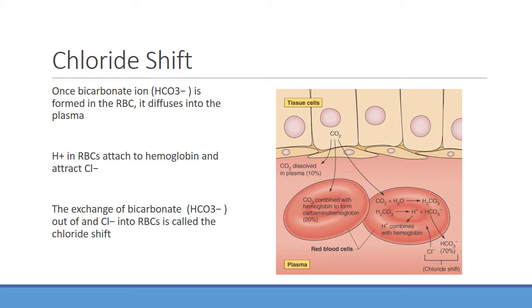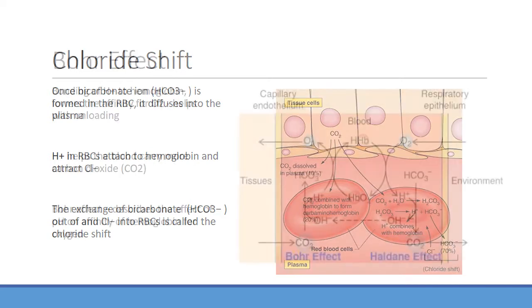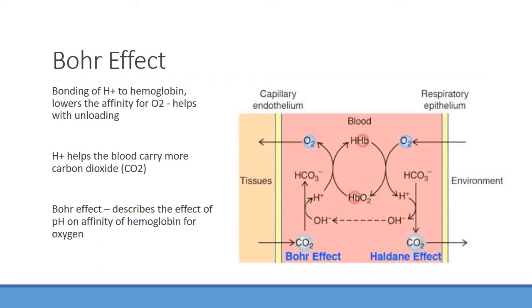You have basically no change in charge because one negative charge molecule is exiting while the chloride is coming in, which is also negatively charged. So again, this is called the chloride shift that happens here. And remember, this is happening at the actual tissue site, not in the lungs yet. So that Bohr effect is going to be important here because that bonding of the hydrogen ions to hemoglobin actually lowers the affinity for the O2 to hemoglobin. That helps with the unloading.